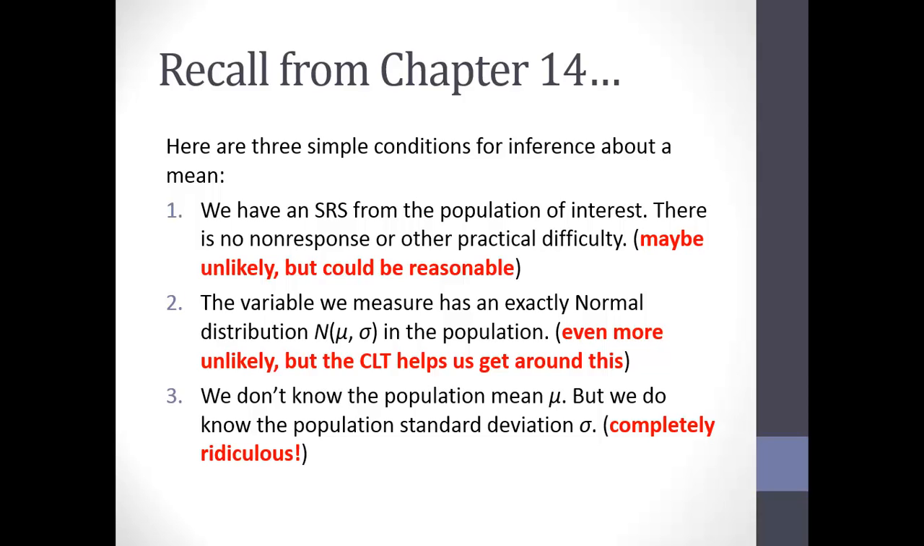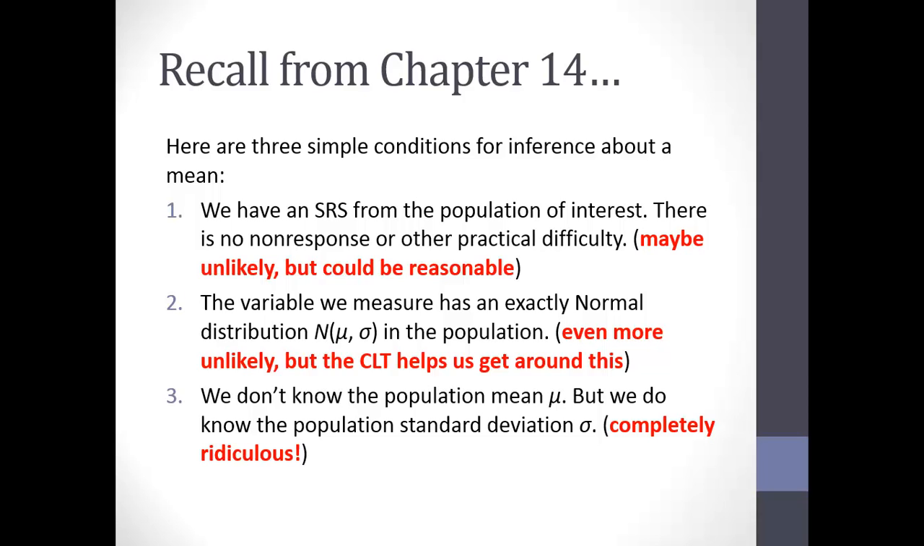When we first introduced confidence intervals, we made three assumptions. First of all, we said that we have a simple random sample. There are no other real issues going on there. The second one we assumed was that the variable has a normal distribution. And finally, we're in the case where we're trying to estimate the population mean or say something about it. We don't know what that is, but we do know what the standard deviation, sigma, is.